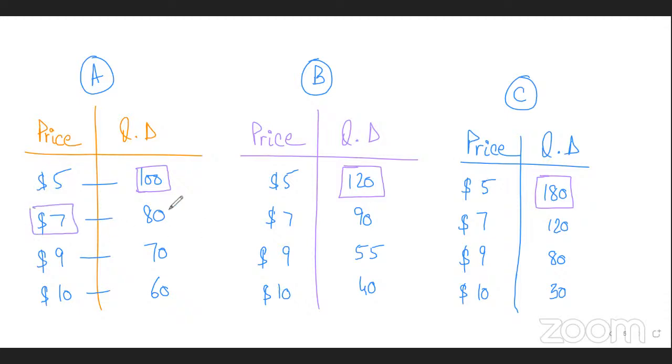Similarly, at the price of $7, all you have to do is to add these three numbers, 80, 90, 120, whatever number you get. So that is how you get the market demand. Any confusion so far?